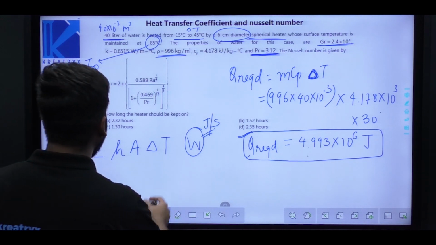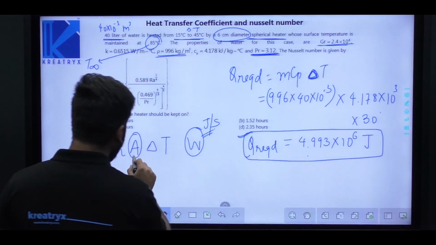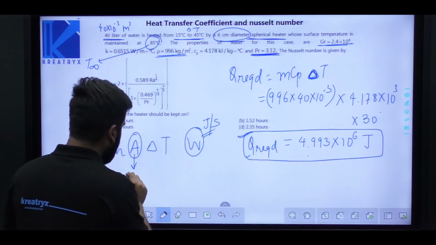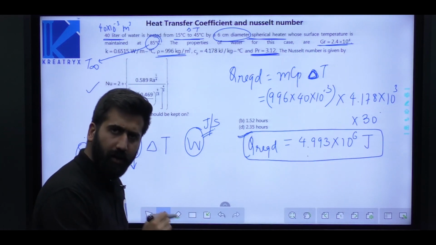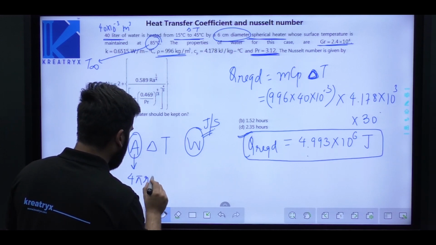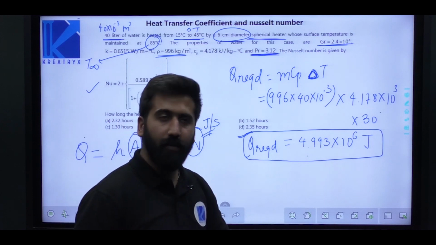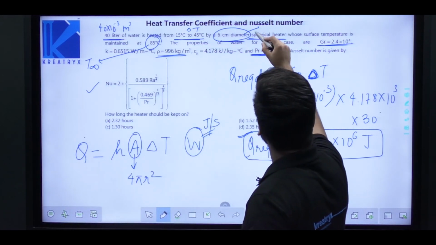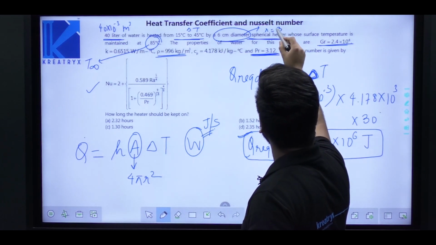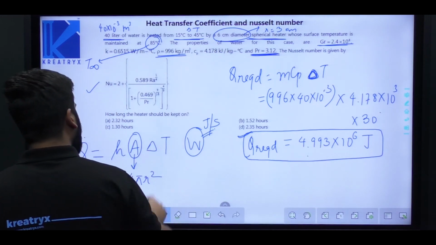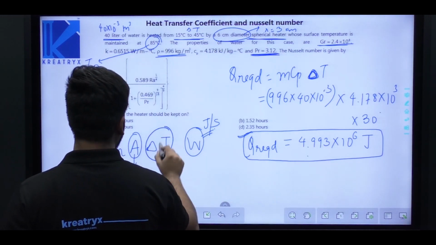So A, can I find out A? Yes. This is a spherical heater, so this is the surface area of a sphere, which is 4 pi r square. Be careful that you have been given the diameter, not the radius. Radius is 3 centimeter. And what will be delta T in this case?